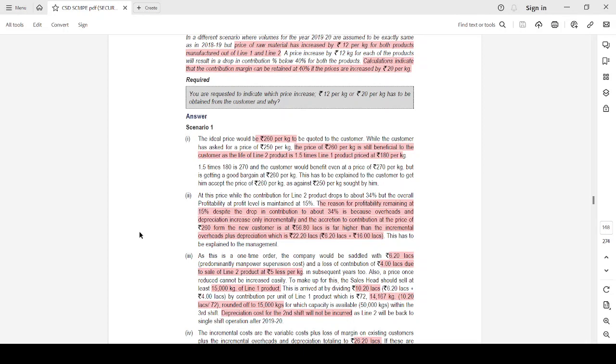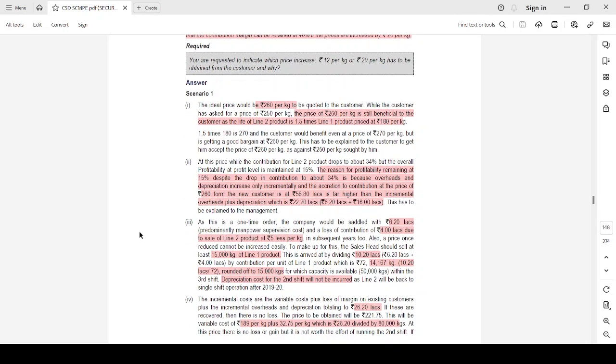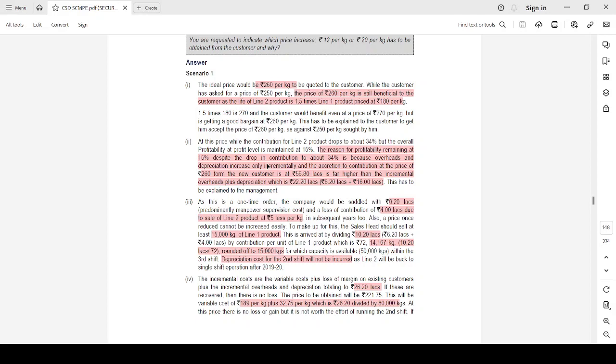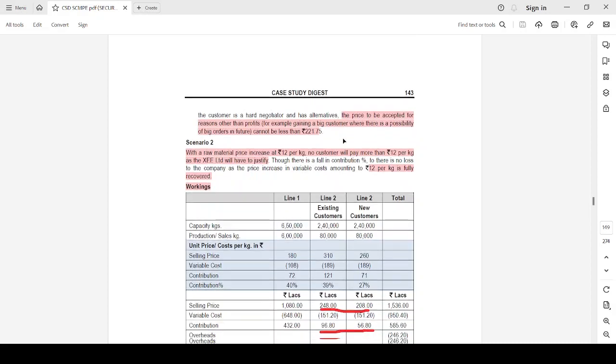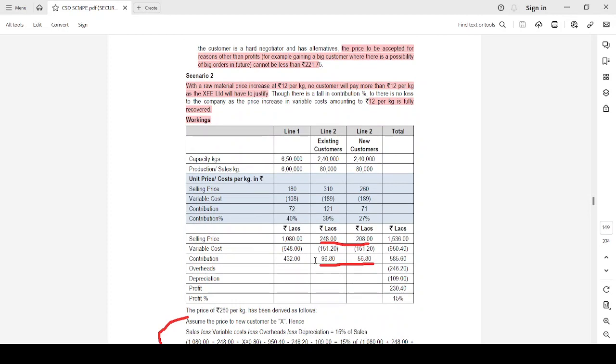Now I have to satisfy the management, right? I will satisfy the management by saying this: even though my contribution has dropped to 34%, how do we calculate this? We will calculate it by the total contribution of the line 2 product, 96.8, plus 56.8, divided by total sales, 248 plus 208. You will get roughly around 33.6 or something. Just give me a minute, let me do it.